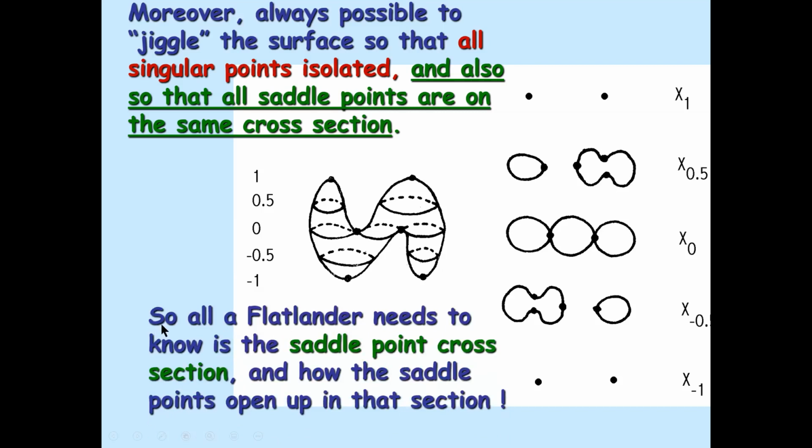And in fact, there's something to be noticed here. We call this section containing all the saddle points the midsection. We can throw away almost the entire picture except the midsection picture, provided we have information as to how the saddle points open up when we go up or go down.